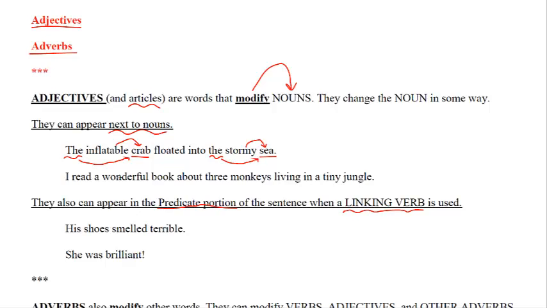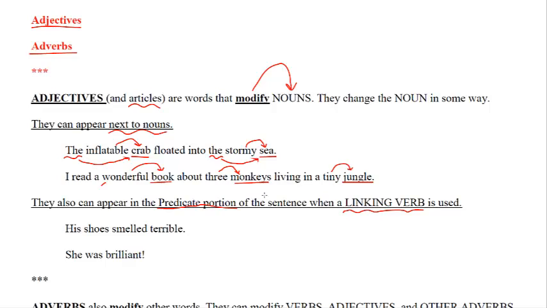In this sentence here, I read a wonderful book about 3 monkeys living in a tiny jungle. We have a few nouns to work with: book, monkeys, and jungle. Not all nouns you're going to run into in your sentences are going to have adjectives, but many of them will. Let's look. And remember, they modify nouns and change the noun in some way to make it more specific. What kind of a book? A wonderful book. Wonderful is an adjective modifying book. How many monkeys? 3 monkeys. 3 changes our noun in some way. Tiny is also an adjective modifying jungle.